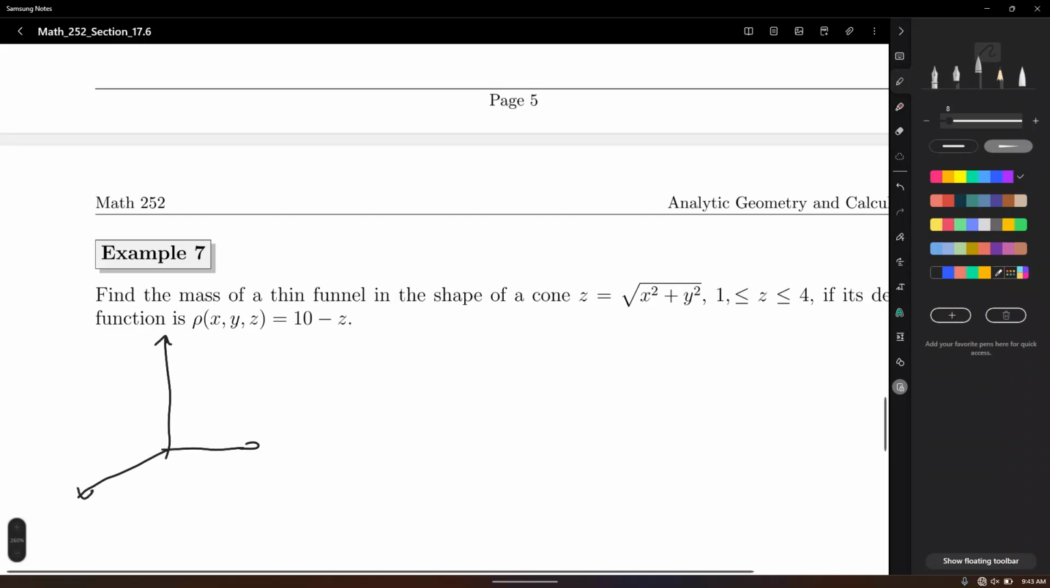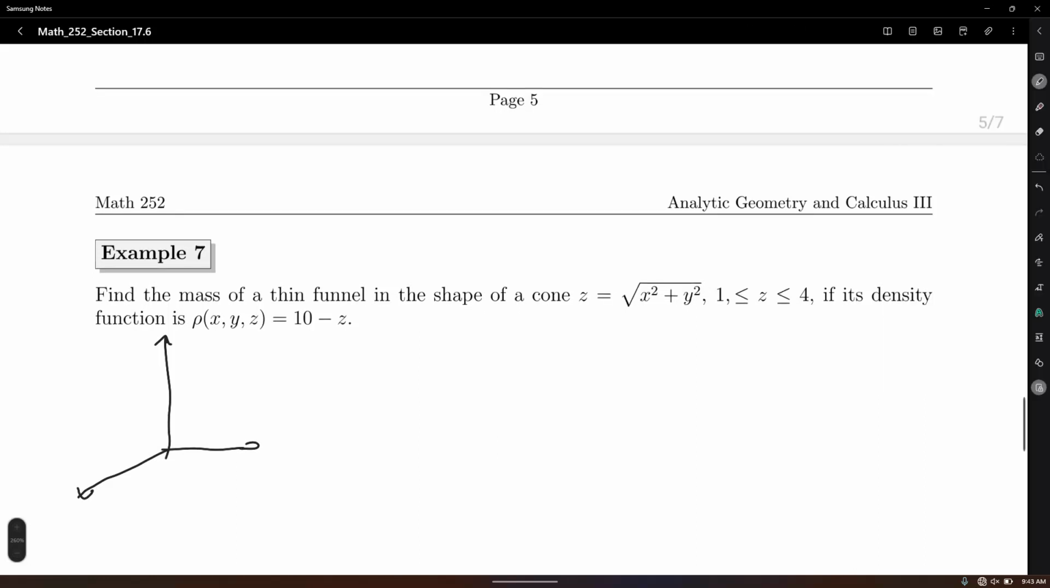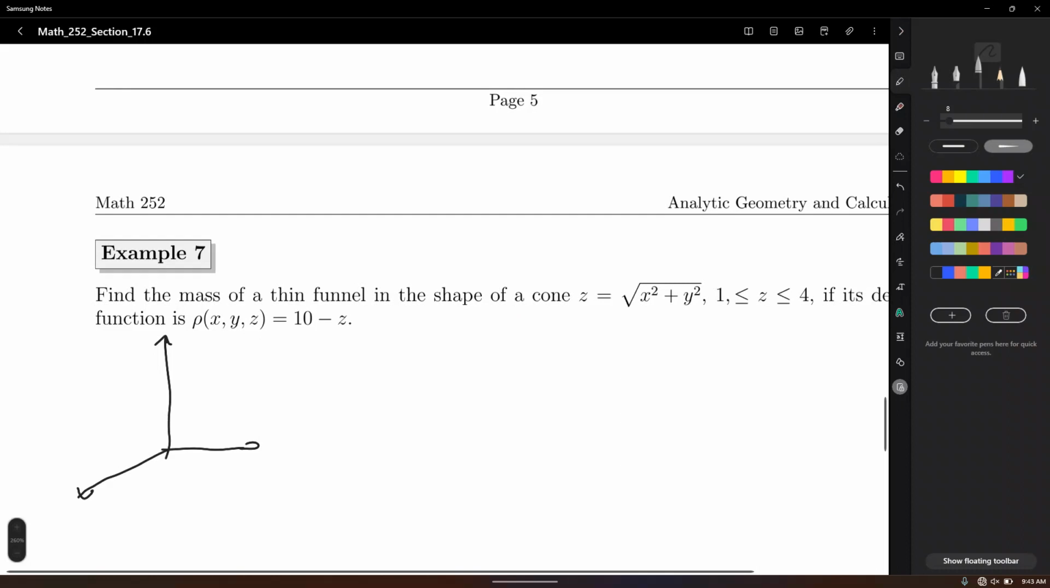Actually, you'll see, this cone doesn't touch the origin, because it's bounded below by the plane z equals 1 and above by the plane z equals 4. So it will be a cone that looks like this. Actually, they're telling us it's a funnel, right? Not a cone. It's going to look like this, right? So let me shade. This is z equals 1 and z equals 4.